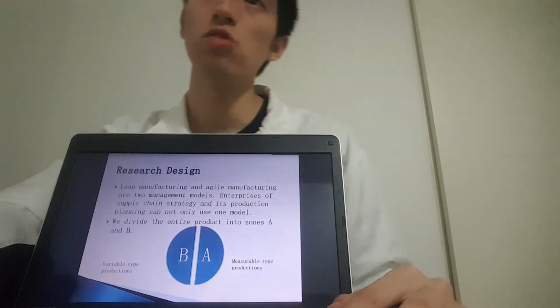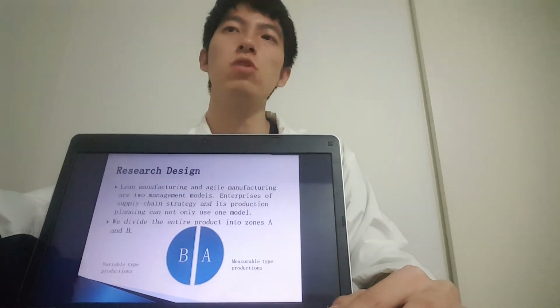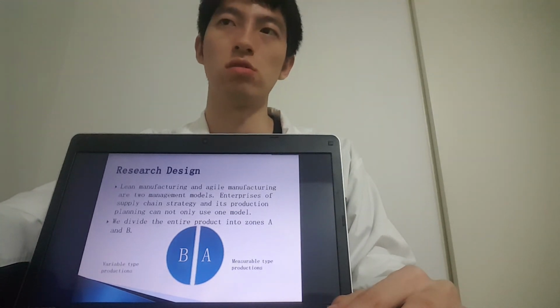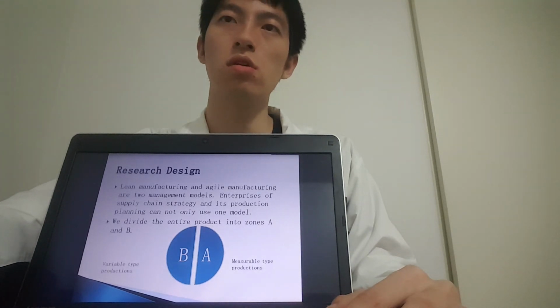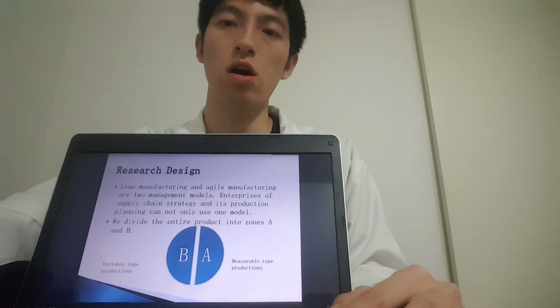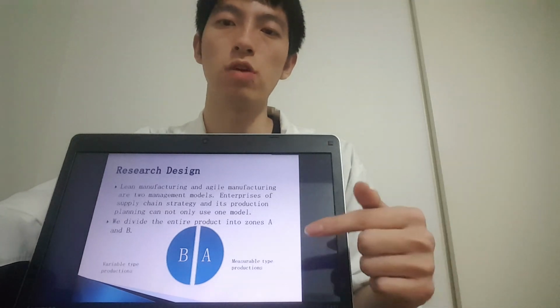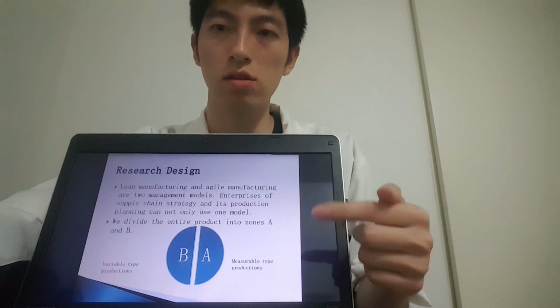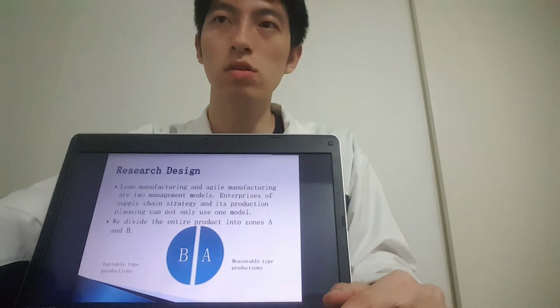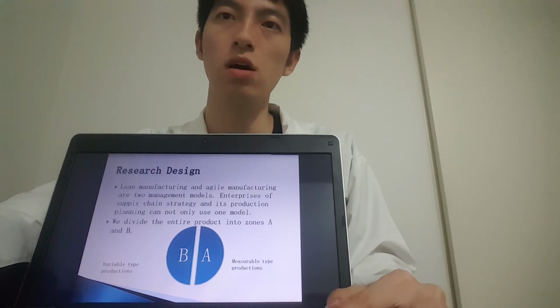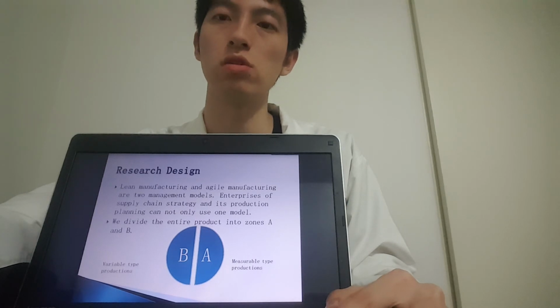This is my research design. Because lean manufacturing and agile manufacturing are two measurement models, companies' supply chain strategy and its production plan cannot only use one model. So I try to divide the different production into Zone A and Zone B. Zone A is the measurable type of productions, and Zone B is the variable type of productions.